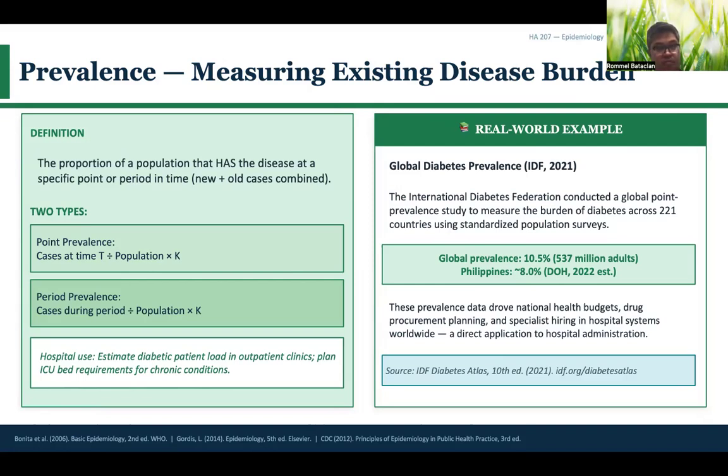It influences the national health budget. So sometimes it needs to be restructured. Drug procurement for these medications changes, and especially staffing in hospitals has to be increased. Prevalence data is what makes the case for resource allocation. So as a hospital administrator, when you go to your board of directors and say we need to expand our diabetic care unit, you're anchoring that argument by using prevalence data.